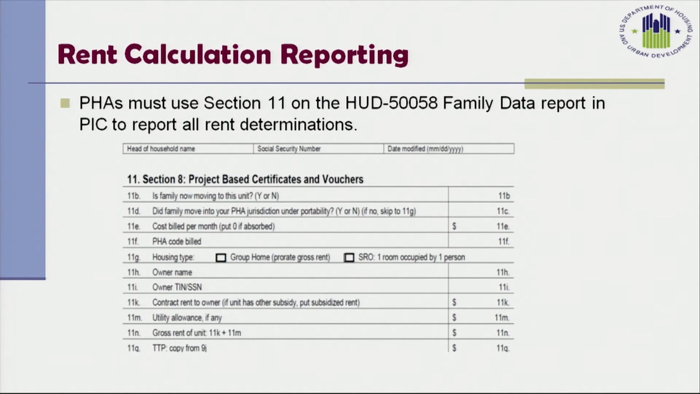Rent calculation reporting. PHAs, this is very important. You must use Section 11 on the HUD 50058 Family Data Report in PIC to report all family data, including rent determinations. TTP is listed on line 11Q, so please put the TTP in that section.